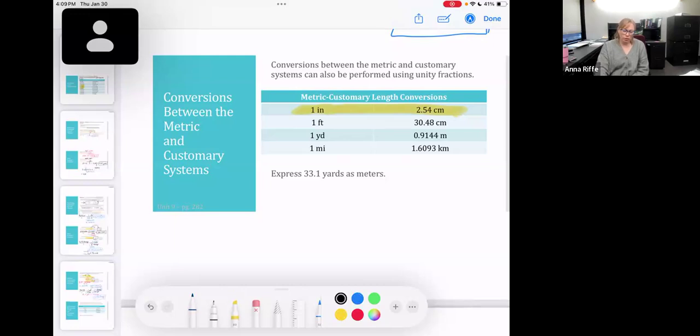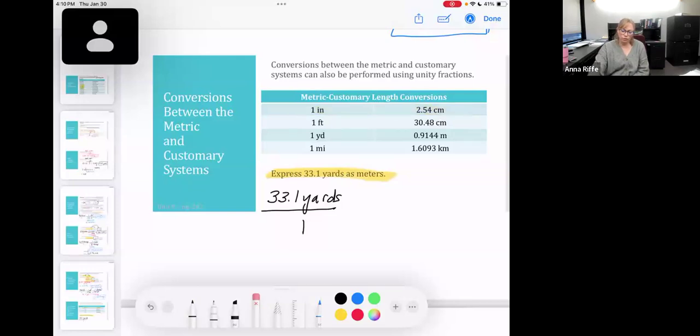So let's do an example here. Let's express 33.1 yards as meters. So let's do that here. I'm going to, as mentioned, write 33.1 yards as a fraction. So I'm going to begin there.